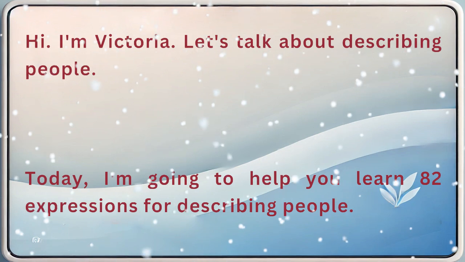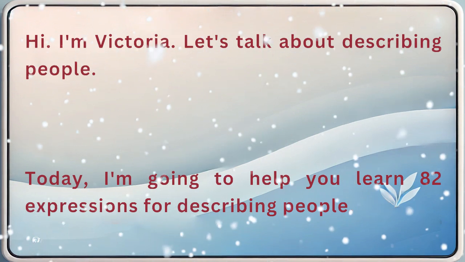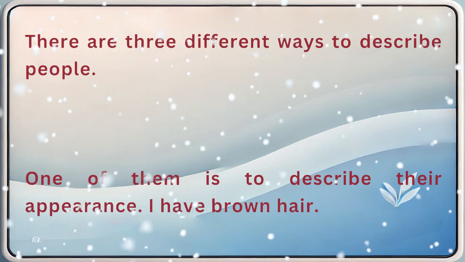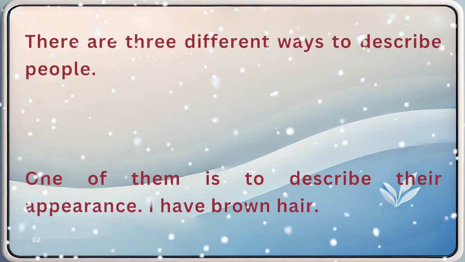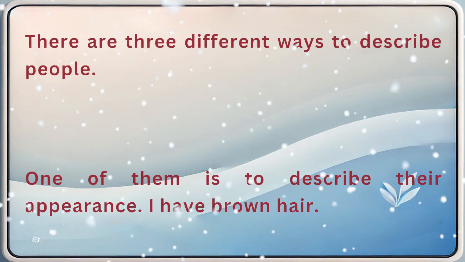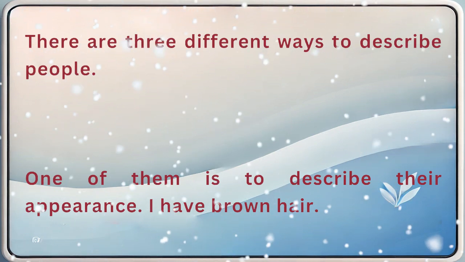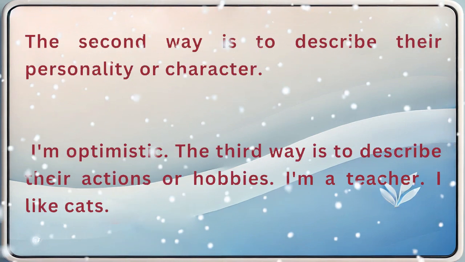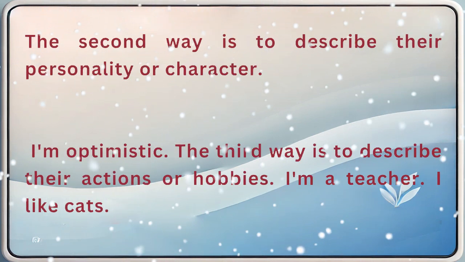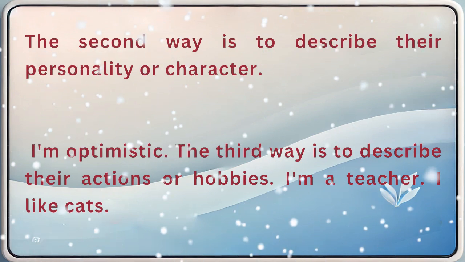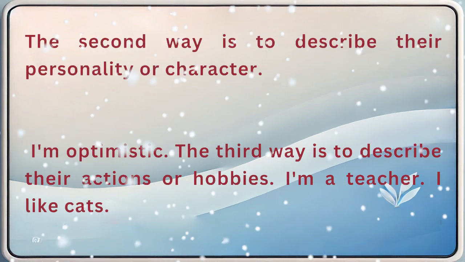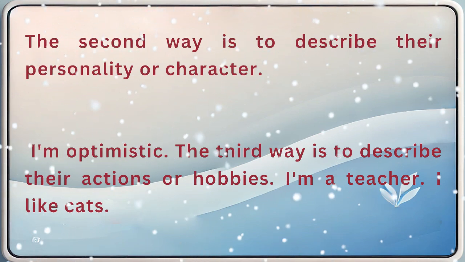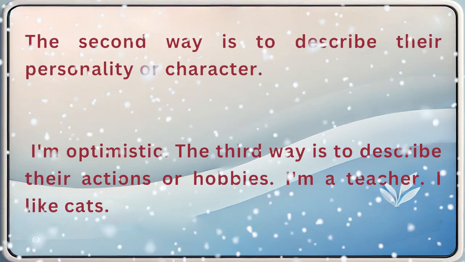Today, I'm going to help you learn 82 expressions for describing people. There are 3 different ways to describe people. One of them is to describe their appearance. I have brown hair. The second way is to describe their personality or character. I'm optimistic. The third way is to describe their actions or hobbies. I'm a teacher. I like cats.